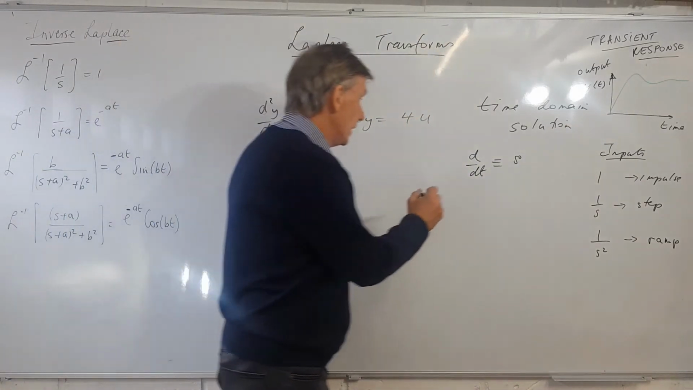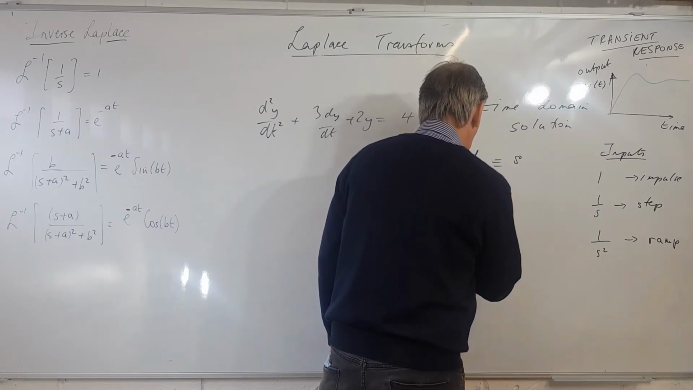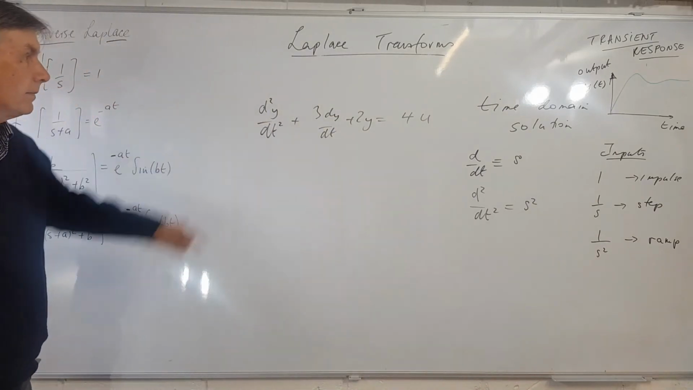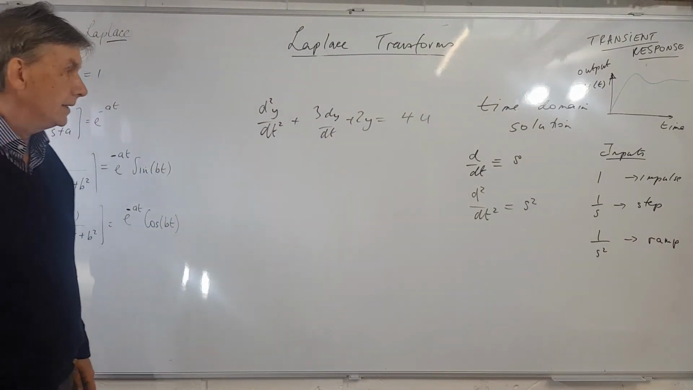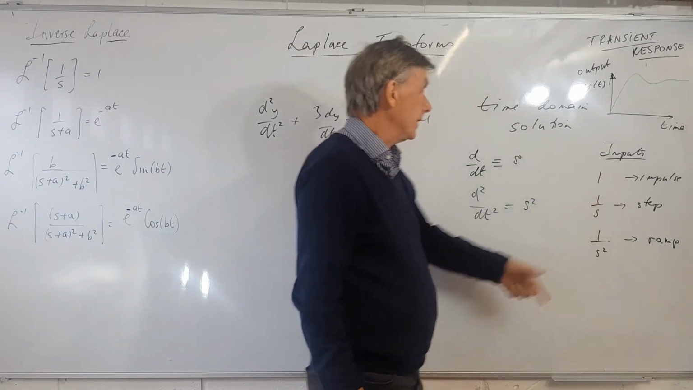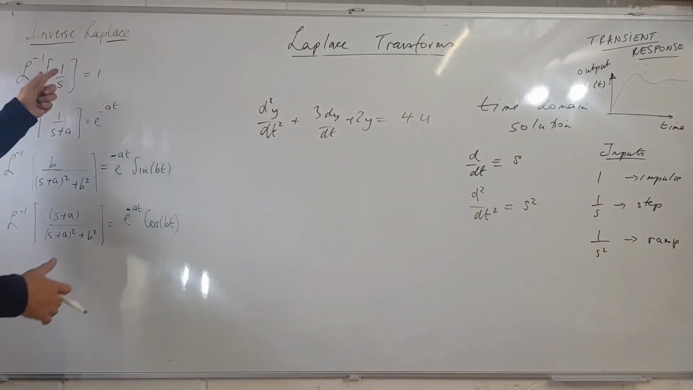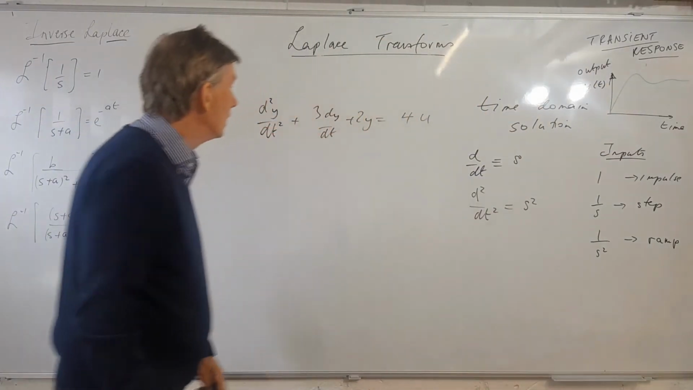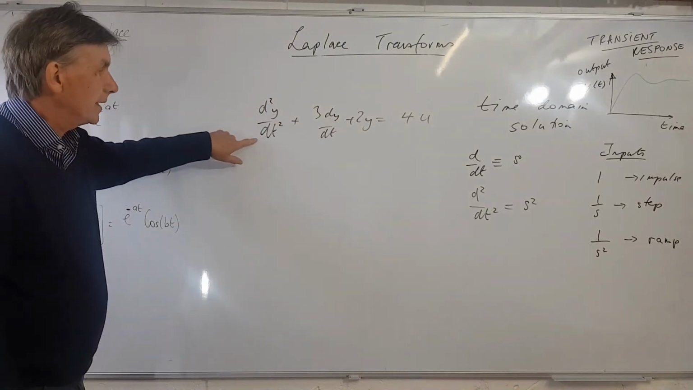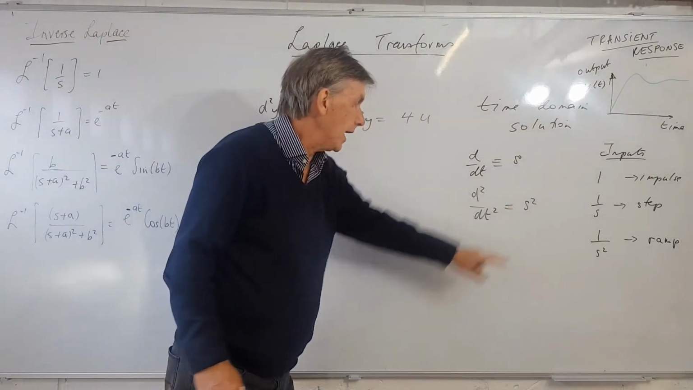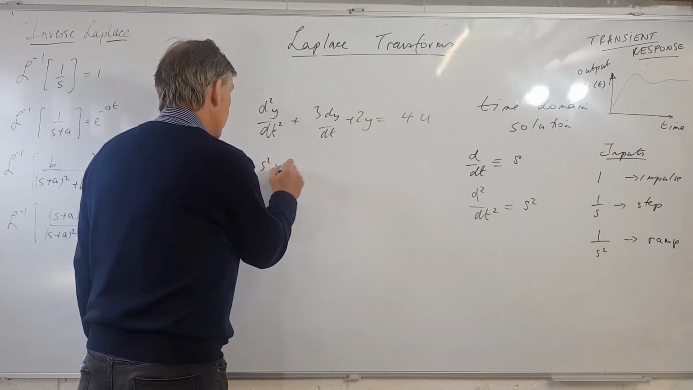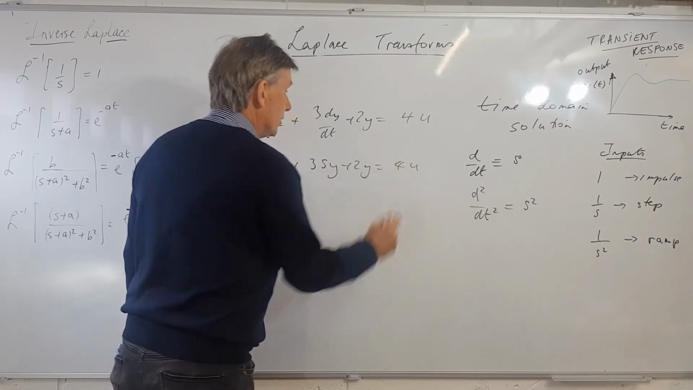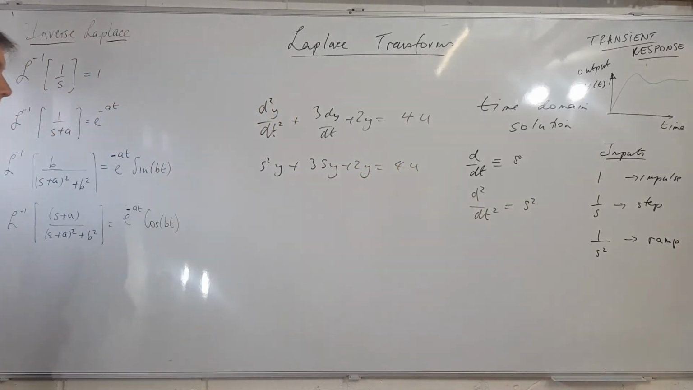So the first thing we need to do is convert this into a transfer function, then choose the type of input, multiply the input by the transfer function, take the inverse Laplace transforms, and get our time domain solution. So let's have a look at doing this. So d2y by dt squared will be replaced by s squared, so we get s squared y plus 3sy plus 2y equals 4u. So we convert a differential equation into a polynomial.